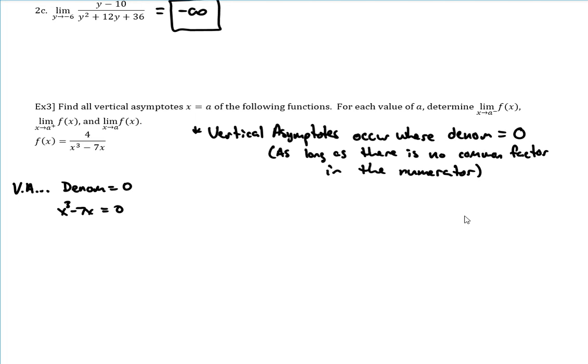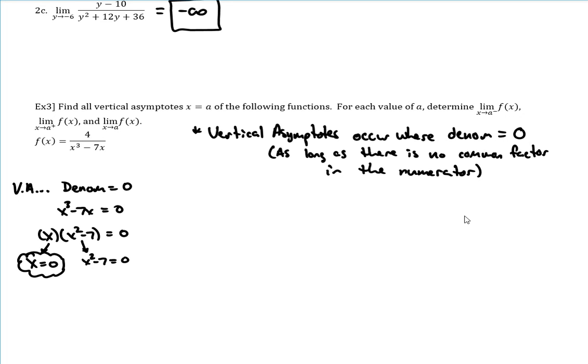And then I want to solve this. Well, to solve is to factor. So x can factor out of both terms here. And then I'm left with x squared minus 7 equals 0. And then now I can solve each of these. I can split each of these equal to 0. So x equals 0 and x squared minus 7 equals 0.